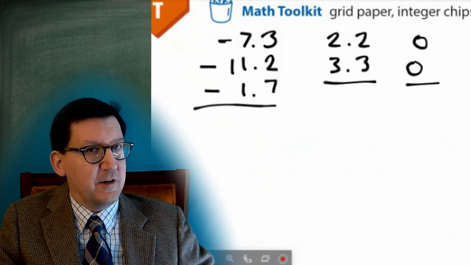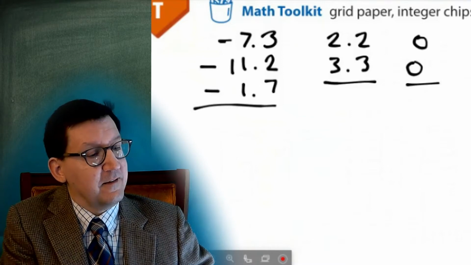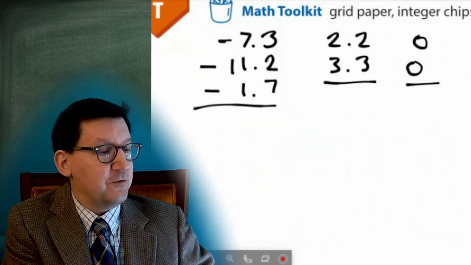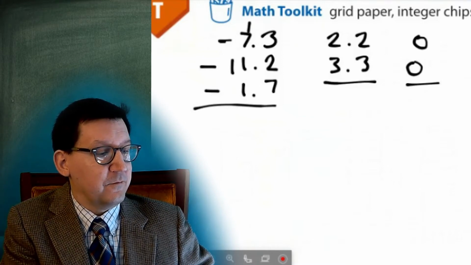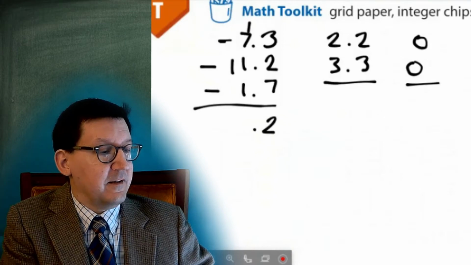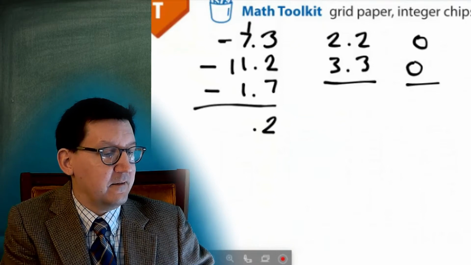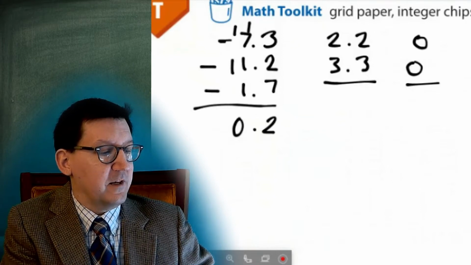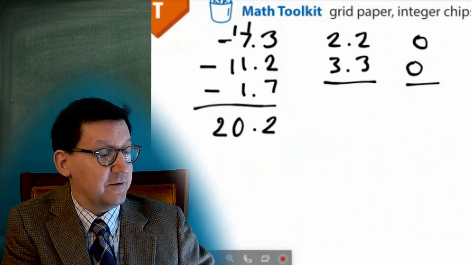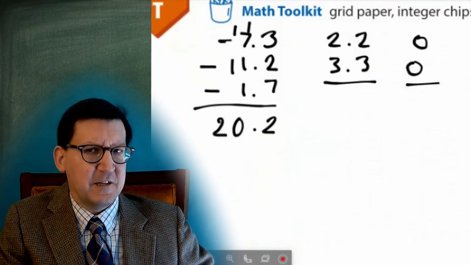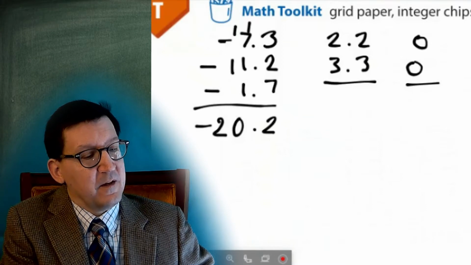So let's work through our negatives first. 7 and 3 and 2 is 12. Bring down our decimal. 7 and 1 and 1 and 1 is 10. And 1 and 1 is 2. And of course those are all negatives we're adding together, so it stays negative. That's a negative 20.2 on the negative sides.